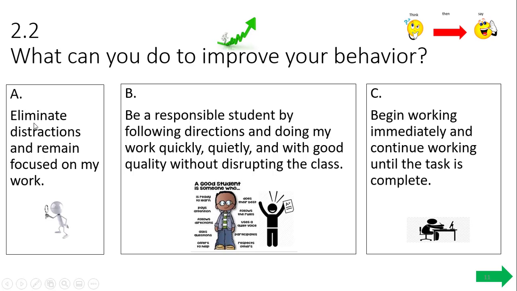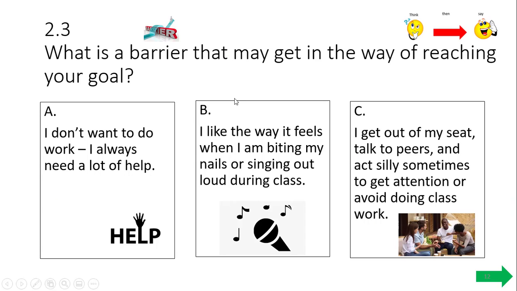So what can you do to improve your behavior? A, eliminate distractions. B, be a responsible student. Or C, begin working immediately and continue working until the task is complete. Isaiah, think about your answers. Make your selection now. Pointing to C. C is your correct answer. Remember that guy at the desk sitting and working immediately and continuing until the task is complete.